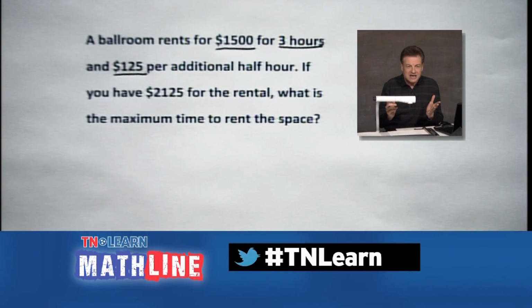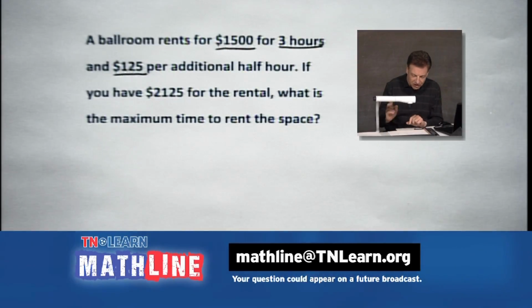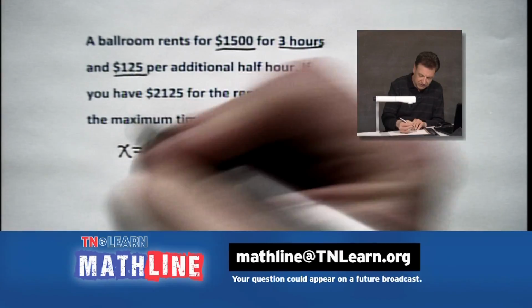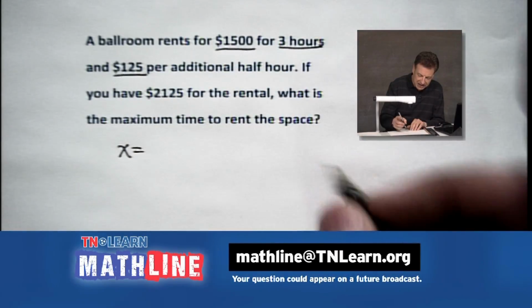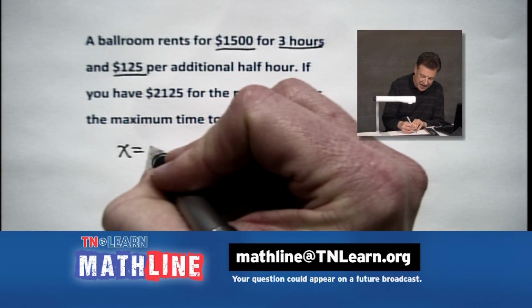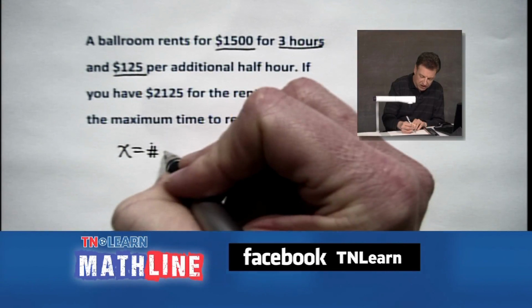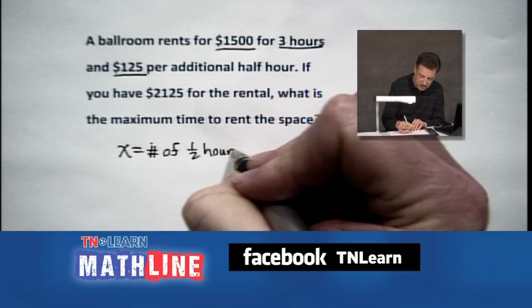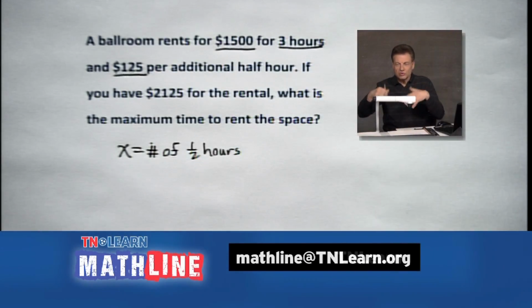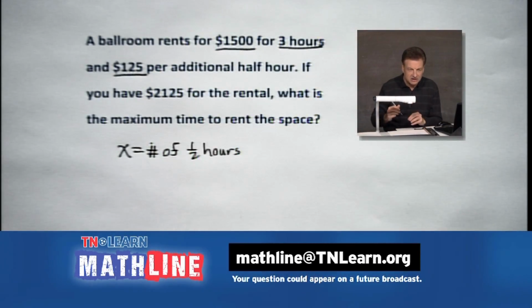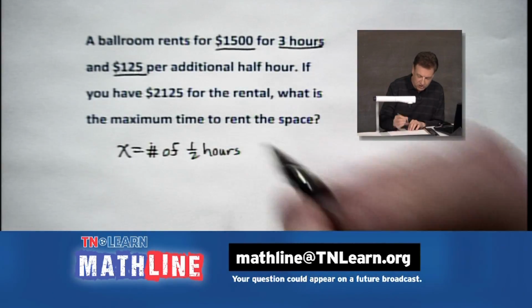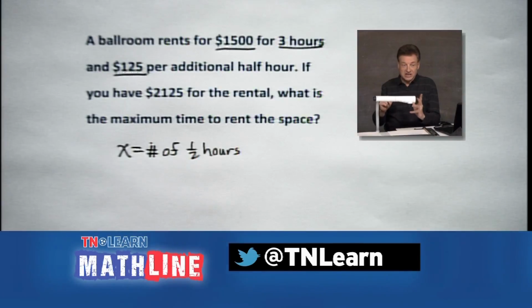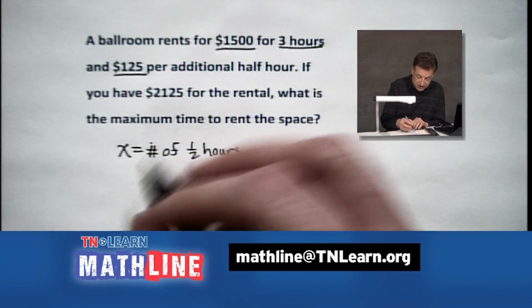First of all, time. I'm going to go with our missing value. We're going to call X the missing amount, and it's going to be the number of half hour periods, okay? Because I'm not sure this is going to come out to a nice even 2, 3, 4 hours. It may have a half on it, okay? So let's take a look. The number of half hours you're going to have to rent, and of course that's at $125 each. So let's put this thing together.